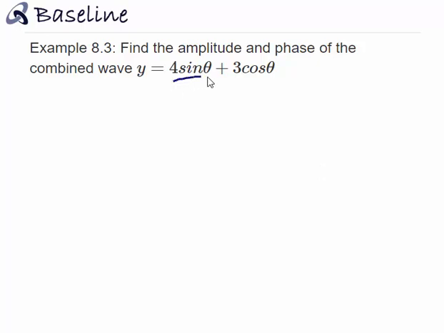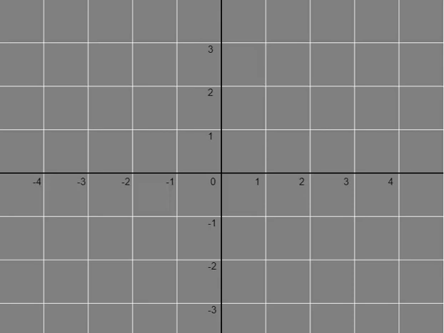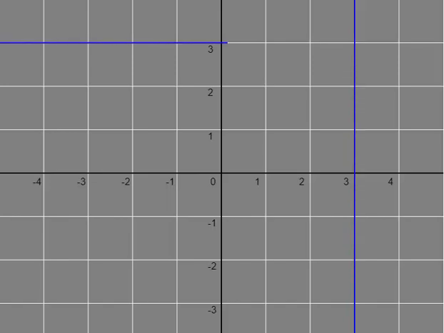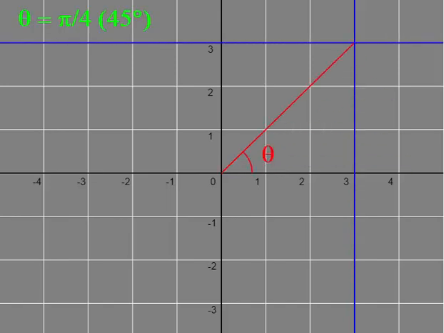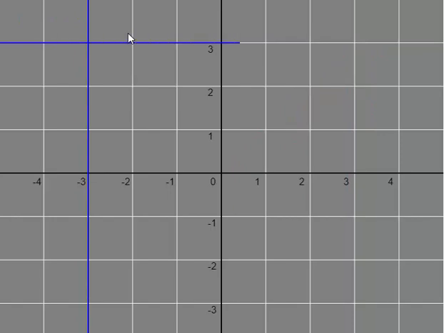This is a video about combining sines and cosines, but before we do that, I'd like to look at how your calculator calculates angles. Let's imagine we have 3 in the x and 3 in the y. If we take the arctangent of 3 over 3, we get the angle here, which is pi over 4 or 45 degrees. What happens if we go to minus 3 in the x plus 3 in the y?